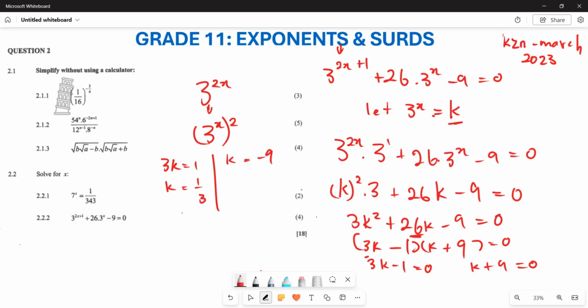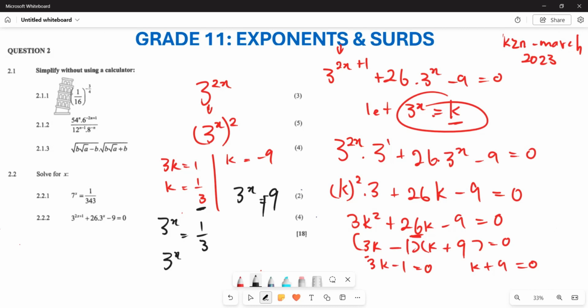Now we are going to substitute back into this particular equation. Where there is k, you substitute the value of k that you found. Remember, 3 to the power of x is now equal to 1 over 3, because you found out that the value of k is that, right? Similarly, in this case, 3 to the power of x is equal to negative 9. Can you see that there is no solution that you are going to have here? So if you continue to solve, this is the same as 3 to the power of x is equal to 3 to the power of negative 1, which means your x is going to be equal to negative 1.